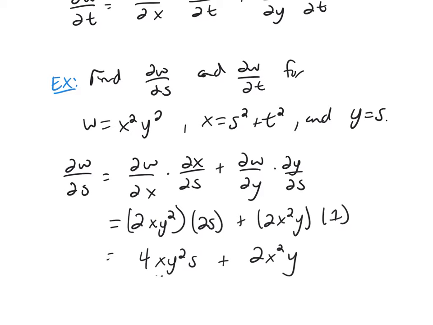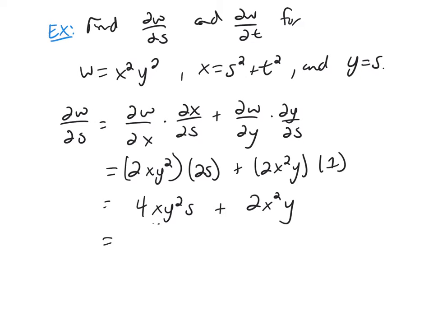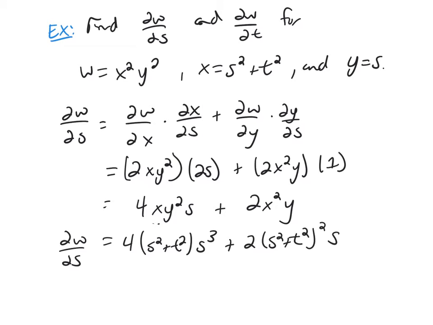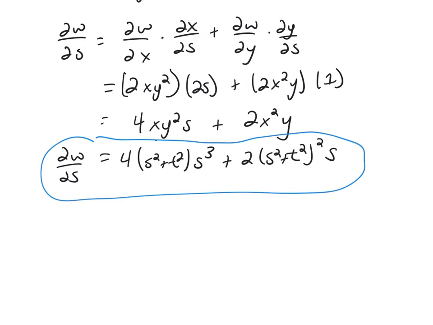Now usually you'll want this just in terms of s and t, so just plug in x is s squared plus t squared, y is s, so y squared will be s squared. So there's my partial of w with respect to s. You could also find the partial of w with respect to t in a similar way.